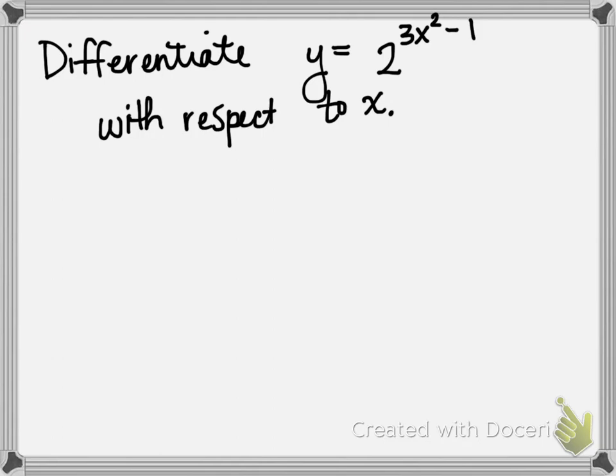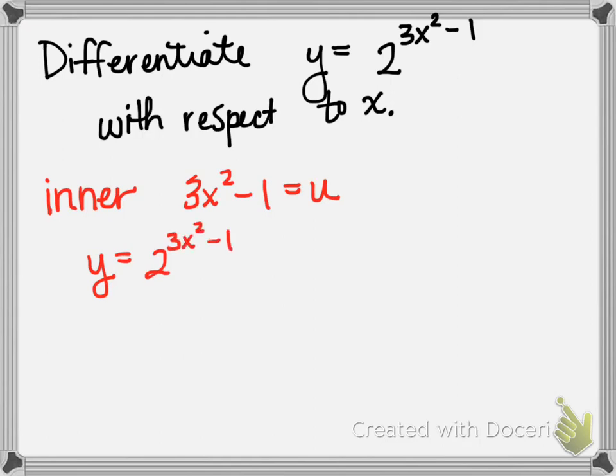So whenever you're trying to figure out what your inner function is, it's always the one that you do first. You're probably going to figure out what 3x squared minus 1 is first, and that is your inner function. So our inner function is 3x squared minus 1, and that's what we call u.